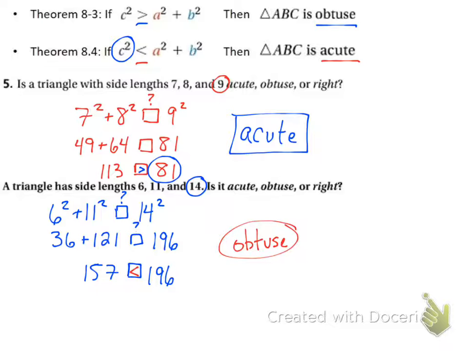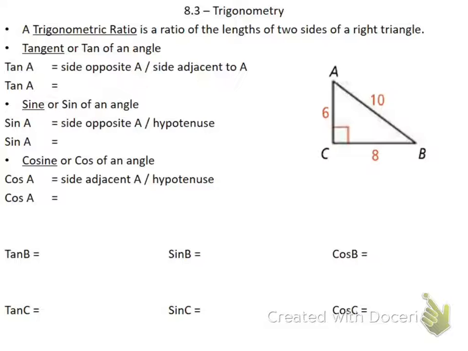So that's all for Pythagorean theorem. Now we can jump over to trig. Whenever we're talking about trig, that's sine, cosine, and tangent, the buttons on your calculator.